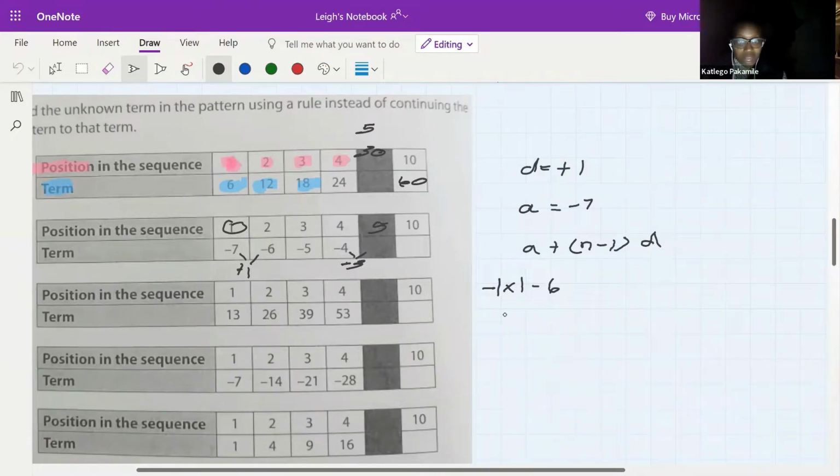Okay, so if we check this rule, it's going to be -1 times 1. This is where we use BODMAS. I think it's Tertia who asked where we use BODMAS. So -1 times 1 is -1, minus 6 is -7. Okay, if you tried with position number 2, we're going to say -1 times position number 2, minus 6, which is -1 times 2. Okay, but it doesn't work for the next number.